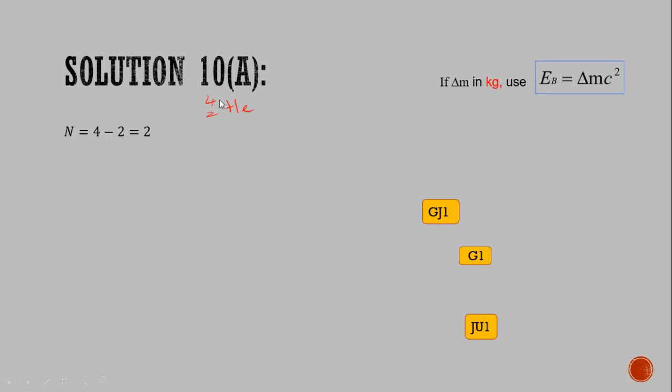So as we know, for helium-4 2, we have the nucleon number 4 and also proton number 2. So we can calculate the neutron number by 4 minus 2, the nucleon number minus the proton number. So we have the value of 2 here.